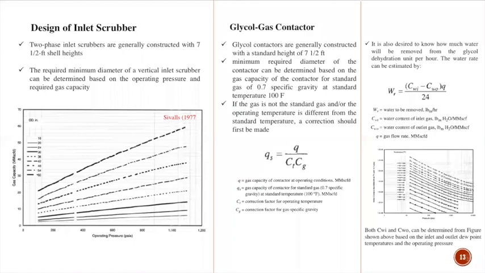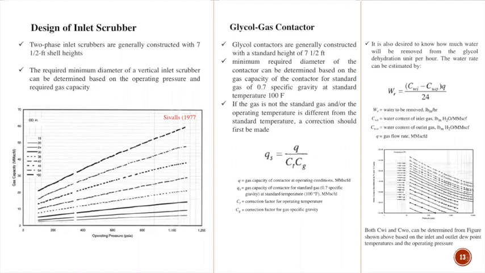So in this way, the design of inlet scrubber is done. Next comes your glycol gas contactor, where the gas and glycol are flowing counter currently, right? And therefore, the separation which is taking place in the glycol contactor will depend upon the gas capacity again, right? Here, it has been suggested that the standard height for glycol contactor or absorber is 7.5 feet, right?